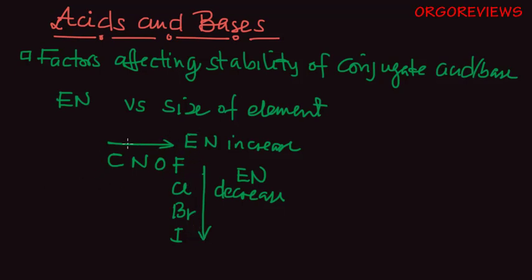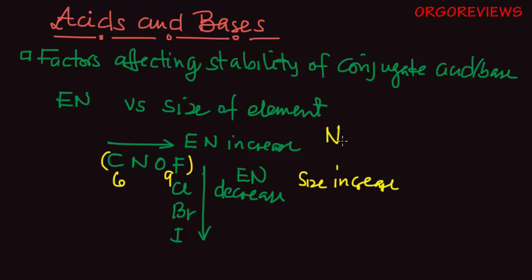So we know that as you go across, the size doesn't increase tremendously. So you have 6 to 9. So size is not an issue. But as you go down the column, size increases. So size increases. Now let's see how that affects stability of a conjugate acid or base, especially a negative charge.